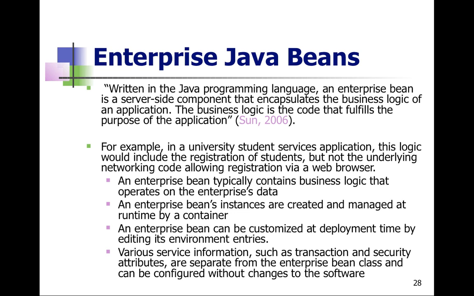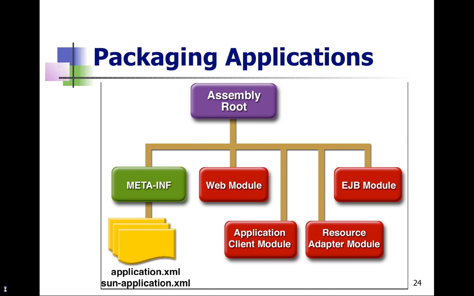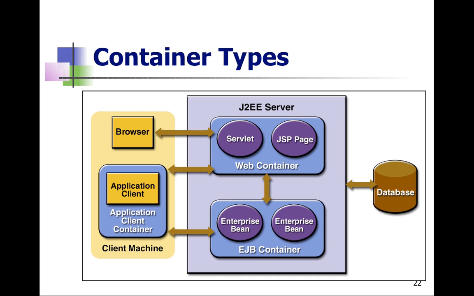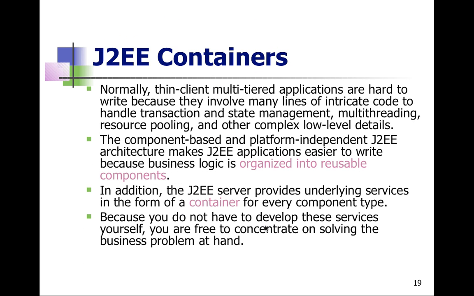We have various different service information associated with them, such as transaction and security, separate from the enterprise bean classes, that can be configured without changing any of the software. So if you configure the beans, put them into containers, and distribute them along with your application, you end up with this, just to refresh your memory: the web container, and the enterprise Java bean container with our enterprise beans located inside of them. It makes it a little easier to understand the overall abstraction of the concept.